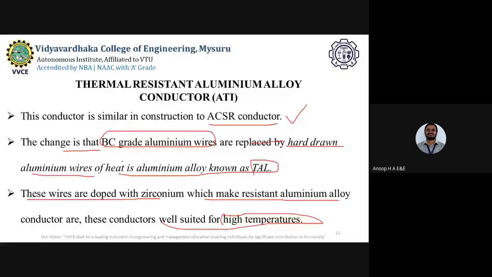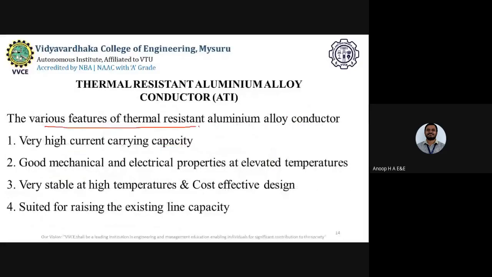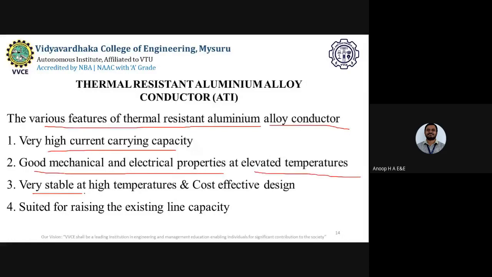So what are the various features of the thermal resistant aluminum alloy conductor? It has high current carrying capacity. Next, good mechanical and electrical properties at elevated temperatures. Next, very stable at high temperatures and cost effective design. Next, it is suited for raising the existing line capacity. All these things are present in the properties of the thermal resistant aluminum alloy conductors.